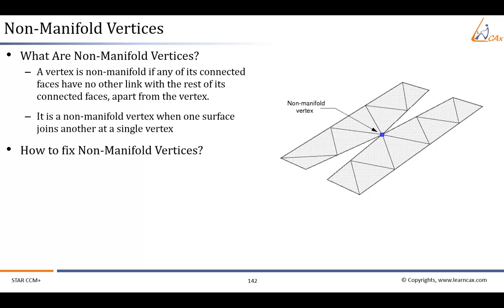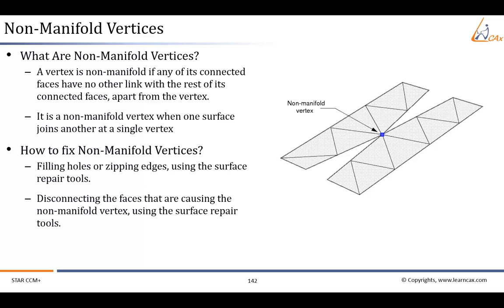What are the methods of fixing non-manifold vertices? If the geometry requires connected surfaces, you can fix non-manifold vertices by filling holes or zipping edges using the surface repair tools. If the geometry requires disconnected surfaces, you can fix non-manifold vertices by disconnecting the faces that are causing the non-manifold vertex using the surface repair tools.